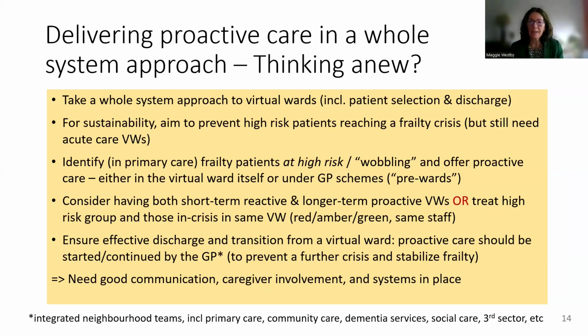But for sustainability, we aim to prevent high-risk patients reaching a frailty crisis, but we still need acute care virtual wards. So we should be identifying in primary care patients with severe frailty who are at high risk or wobbling, and offer them proactive care, either in the virtual ward itself or under GP schemes, which we might call pre-wards. And we should consider having both short-term reactive and longer-term proactive virtual wards, or treating the high-risk group and those who are in crisis in the same virtual wards with the RAG rating and the same staff.